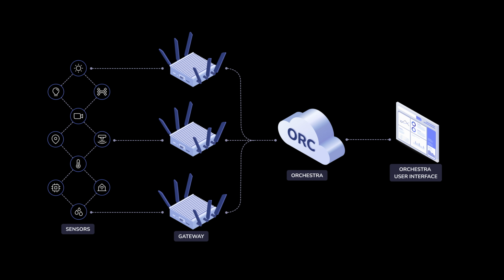Instead of having to configure each gateway individually, you can now use Orchestra to deploy them across all your Edge devices at once, saving you time and resources.